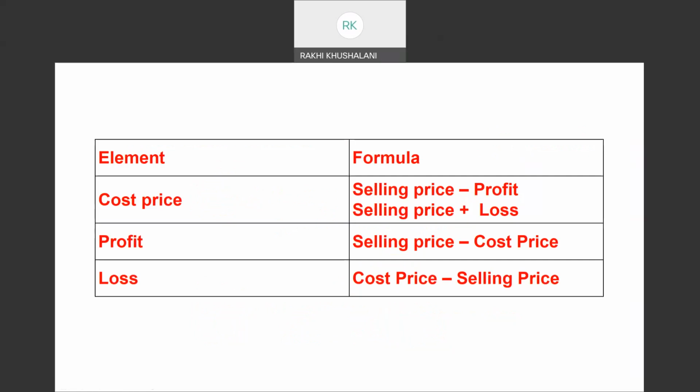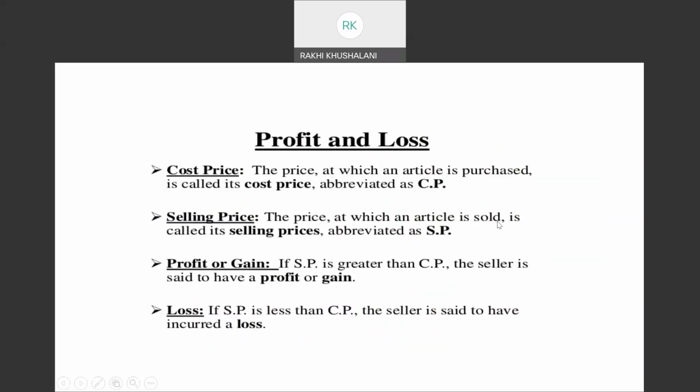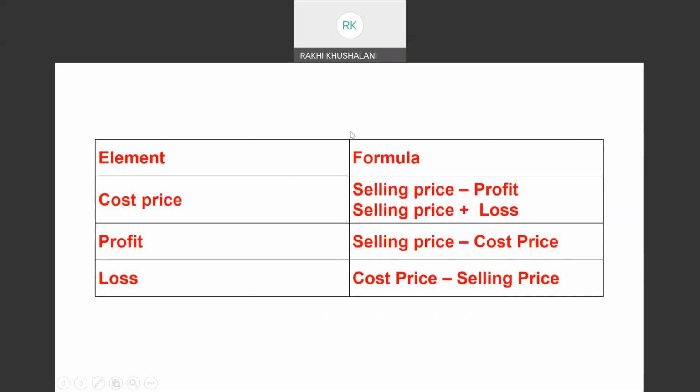So there are three elements, that is cost price, profit and loss. Selling price minus the profit is the cost price. Selling price plus the loss is the cost price. Profit is selling price minus the cost price, and loss is cost price minus the selling price. Please try to understand more. We'll see more and more examples that will make the concept clearer.